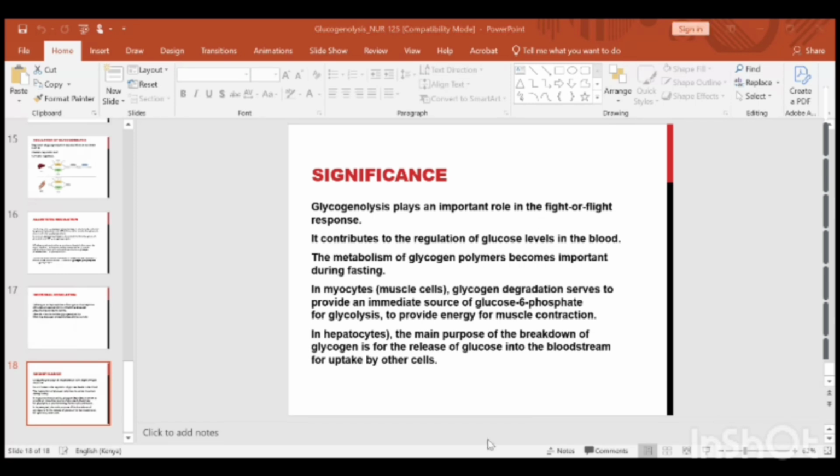We know that the important thing about glycogenolysis is for it to be able to give us glucose, which we can utilize for energy production. So that is glycogenolysis for you. At this point, I would welcome any questions, any clarifications in as far as glycogenolysis is concerned.